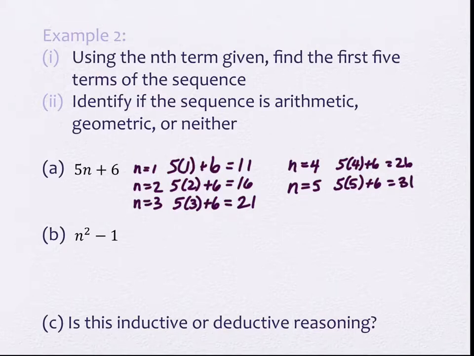31. So thinking in terms of recursive relationships, what's happening? How do I get from 11 to 16 to 21 to 26 to 31? What's going on? I'm adding. I'm adding how many? 5. Which means, is this sequence arithmetic, geometric, or neither? Arithmetic. Okay? So this one is arithmetic.